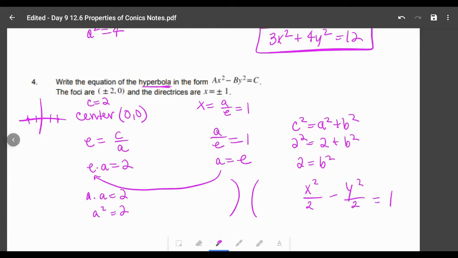So this answer would normally be fine. However, it does ask you for standard form. So I'm going to multiply by 2, and that gives me x squared minus y squared equals 2.